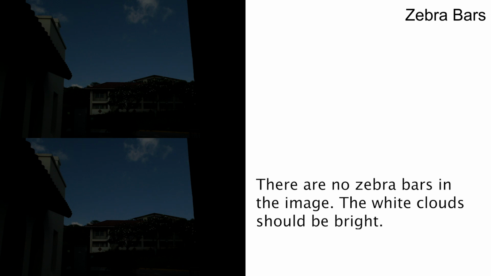On the underexposed image, we don't see any zebra bars whatsoever. This is to be expected because zebra bars tell us the image is bright, and there's nothing in this image that's bright, but there should be. Those puffy white clouds should be bright. So the fact that we're not seeing zebra bars in the puffy white clouds tells us it's underexposed. We need to open the iris or make some other change to make that image brighter.